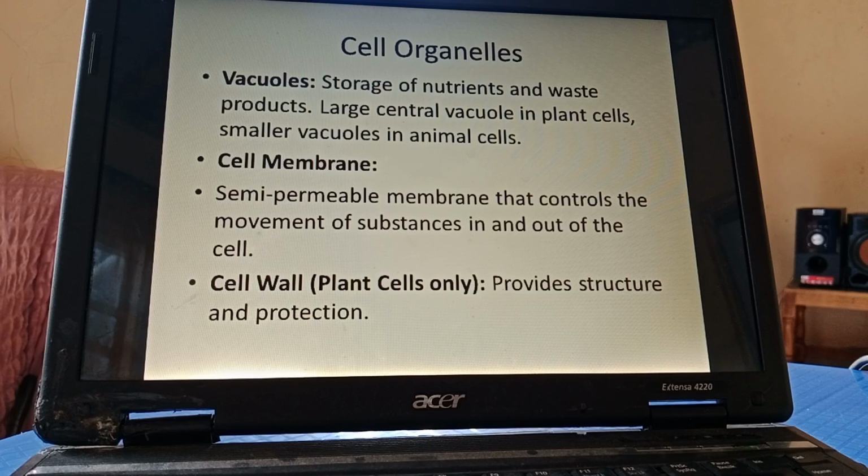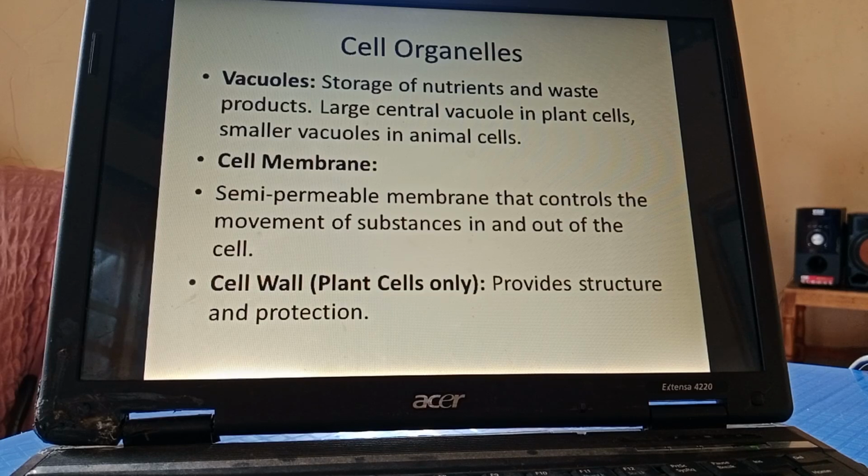Continuation of organelles, you have the vacuoles, which occur in both plant cells and animal cells. Storage of nutrients and waste products. Large central vacuoles in plant cells, while in animal cells you have small vacuoles. Cell membrane is a semi-permeable membrane that controls the movement of substances in and out of the cell.